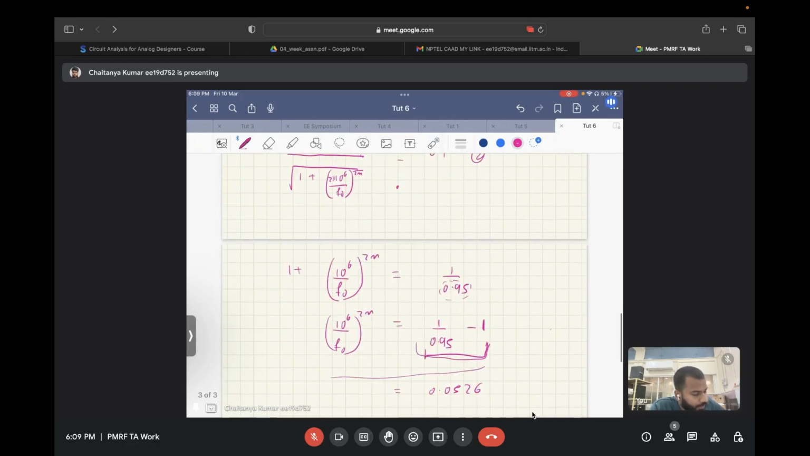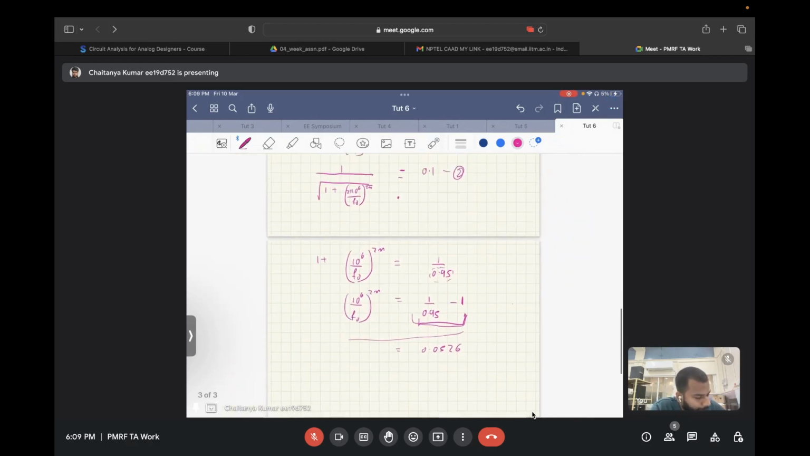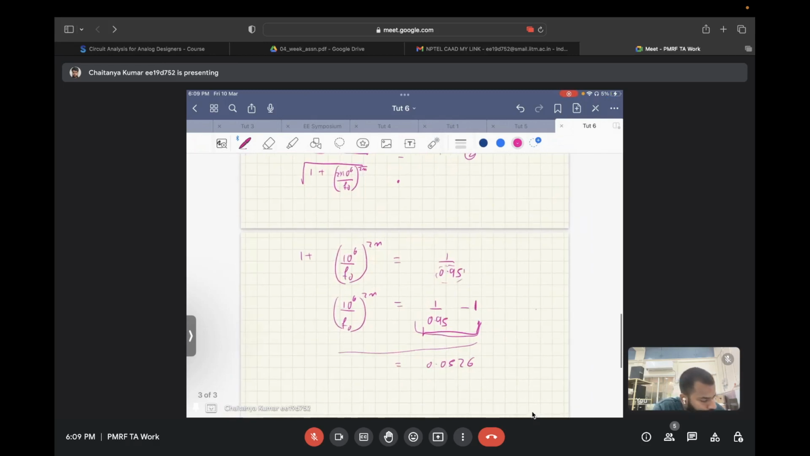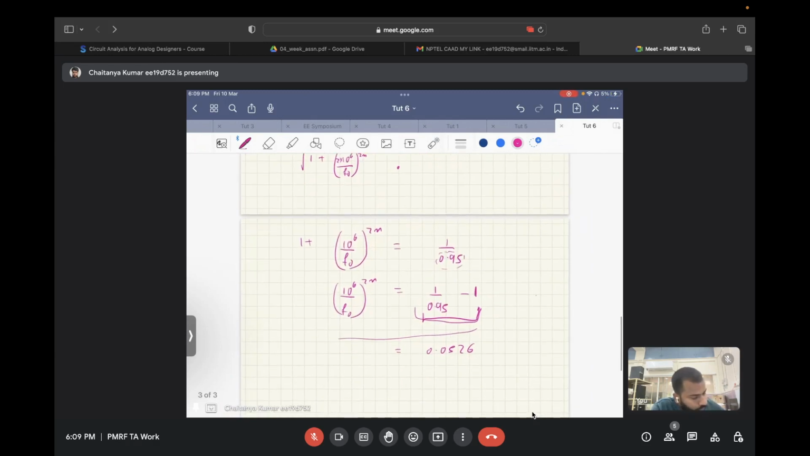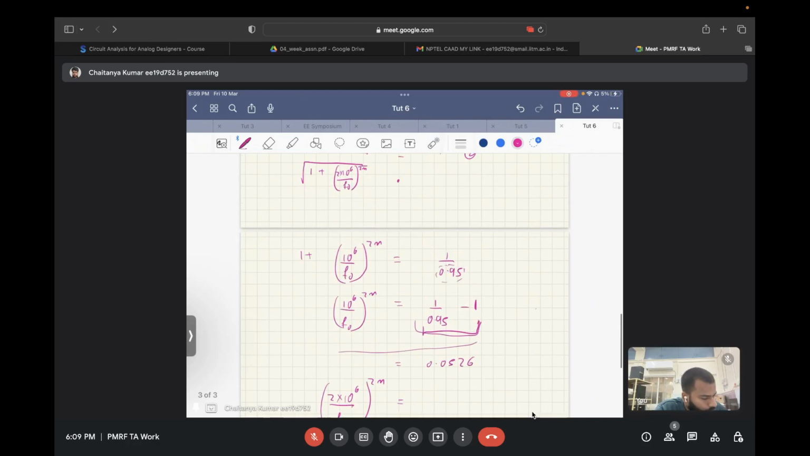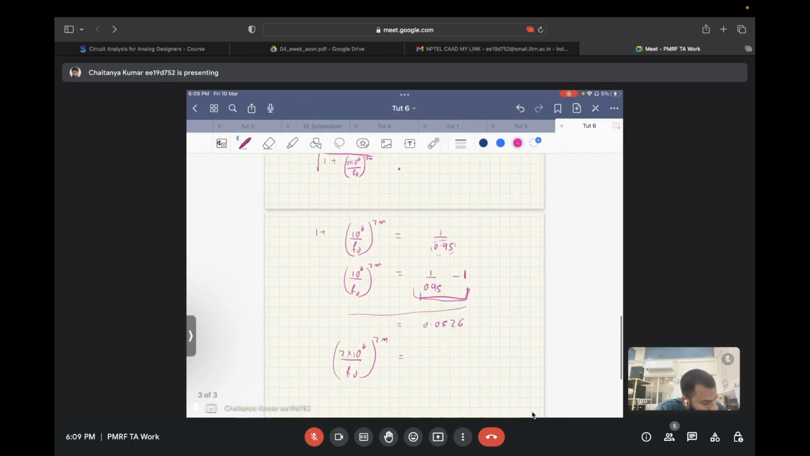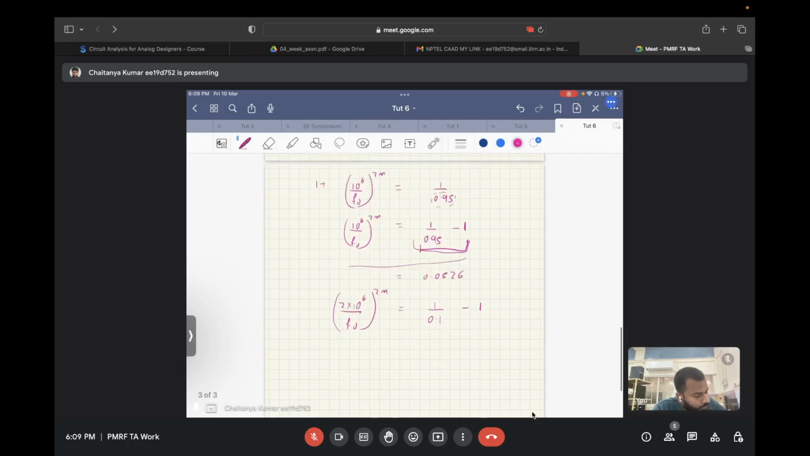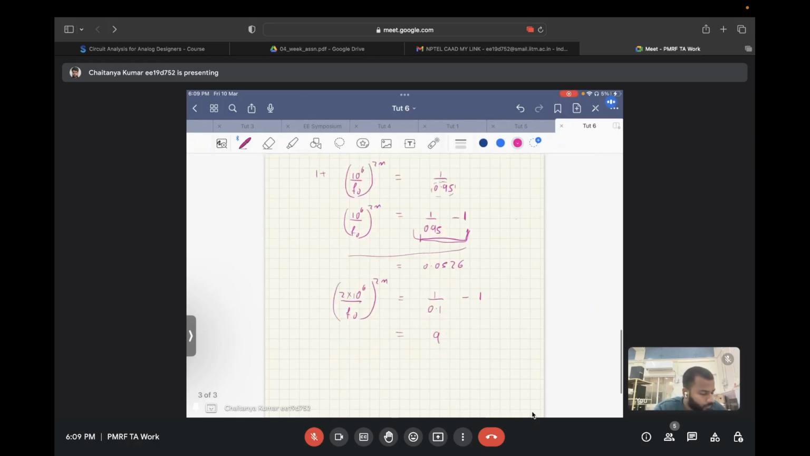And the other constraint that we have is 2 into 10 to the power 6 upon f naught to the power 2n is equal to 1 upon 0.1 minus 1. Okay, 9, sir. So this is 9.